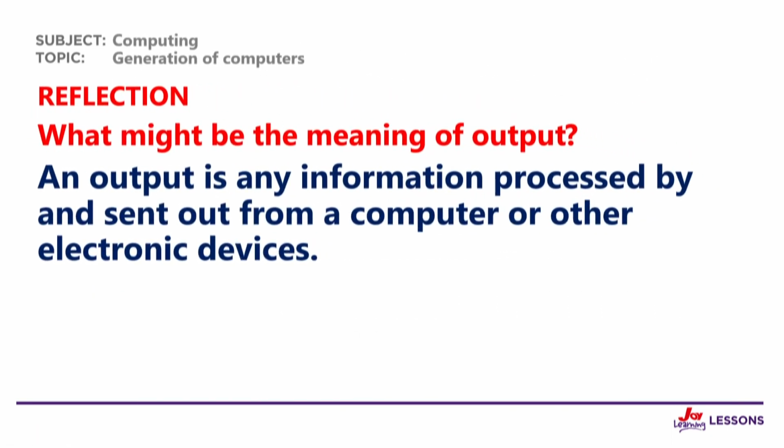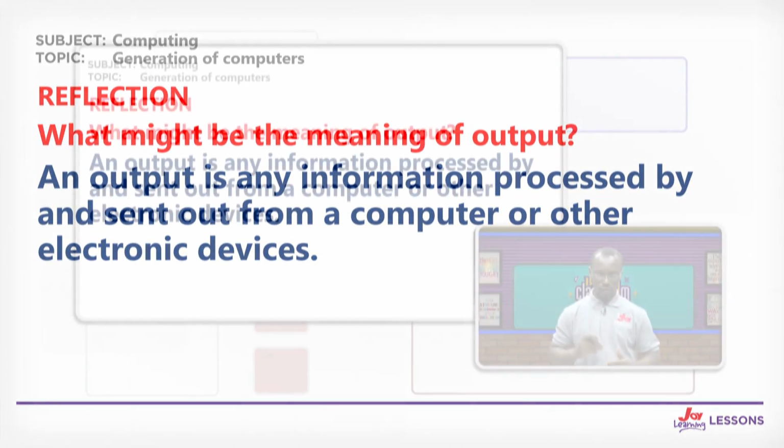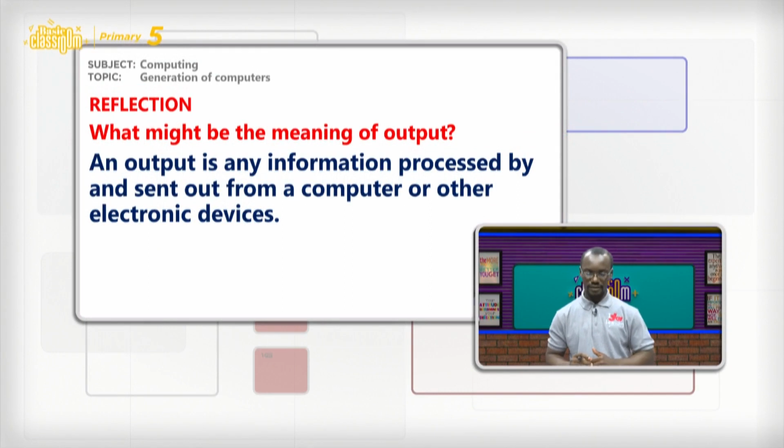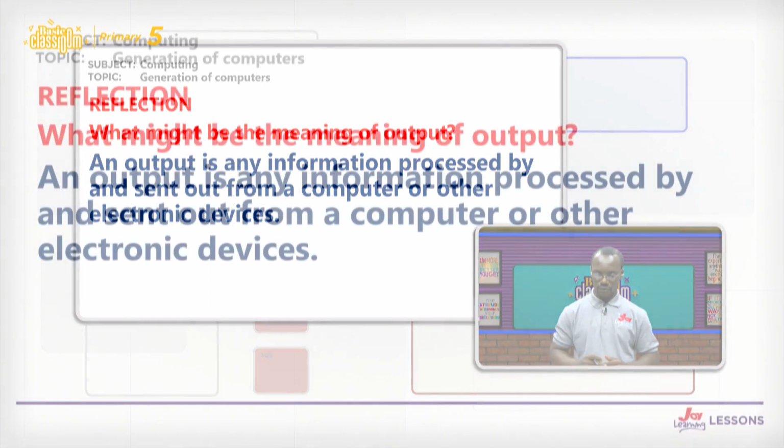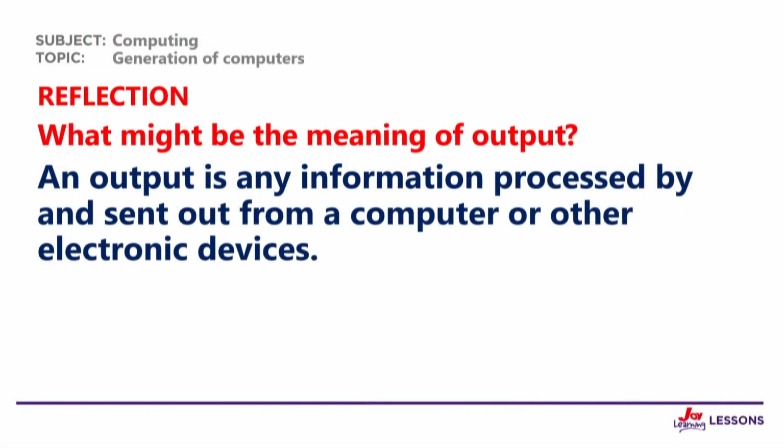We've come to the end of our lesson, and we want to do a reflection on all that we have discussed so far. So we have what might be the meaning of output. We just discussed outputs and want to look at the meaning of outputs. An output is any information processed by and sent out from a computer or other electronic devices. So this is what we mean by outputs.